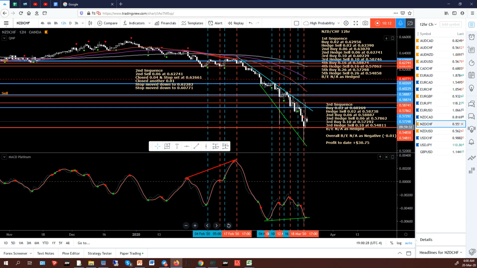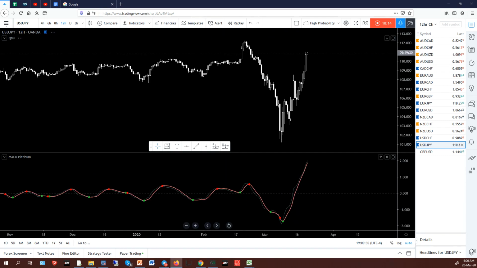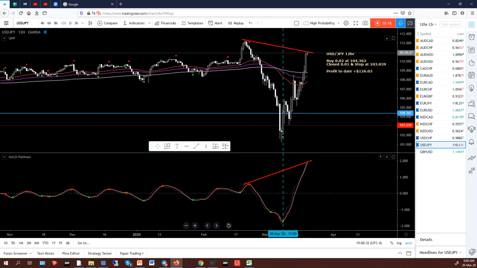All right, so let's have a quick look at the other trades while I've got some time. It might be the last video I do for the week. USD Japanese yen in a buy here, stop in place there, closed half. This thing's going nicely.